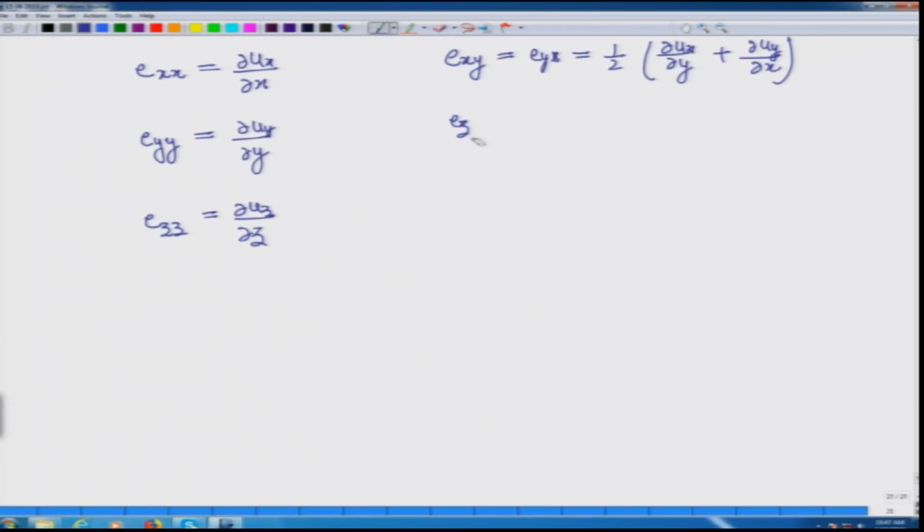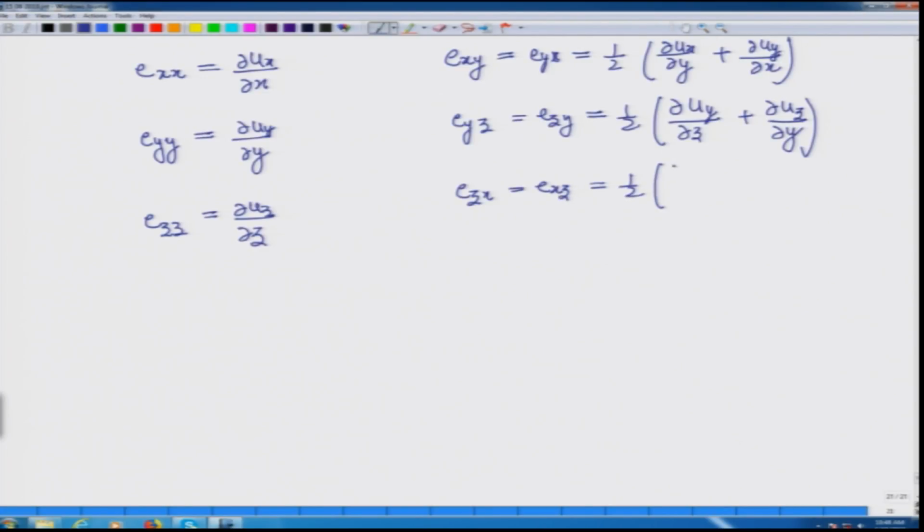Similarly, Eyz is equal to Ezy is equal to 1 by 2 del uy by del z plus del uz by del y, and Ezx, which will be equal to Exz, would be equal to 1 by 2 del uz by del x plus del ux by del z.